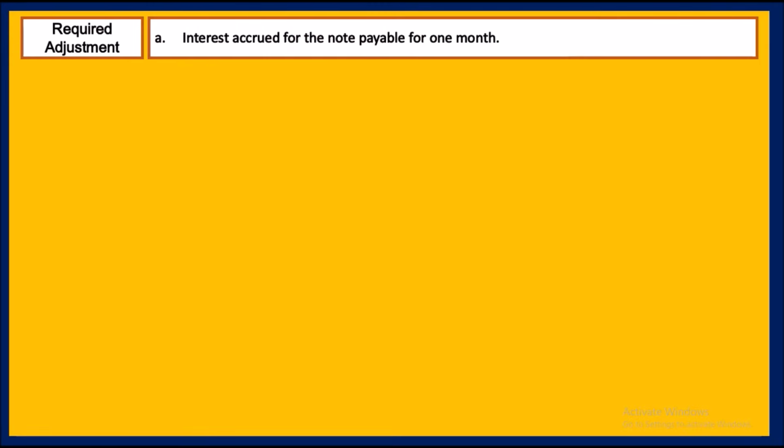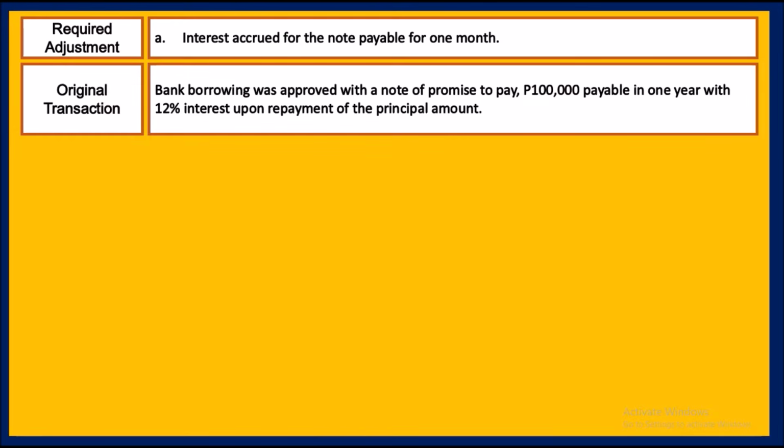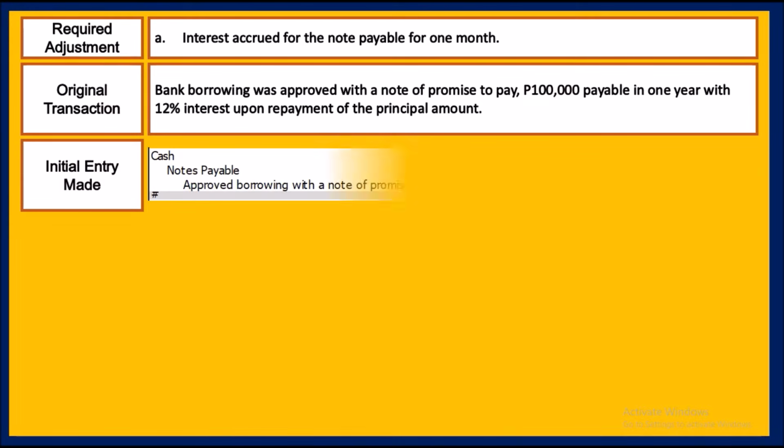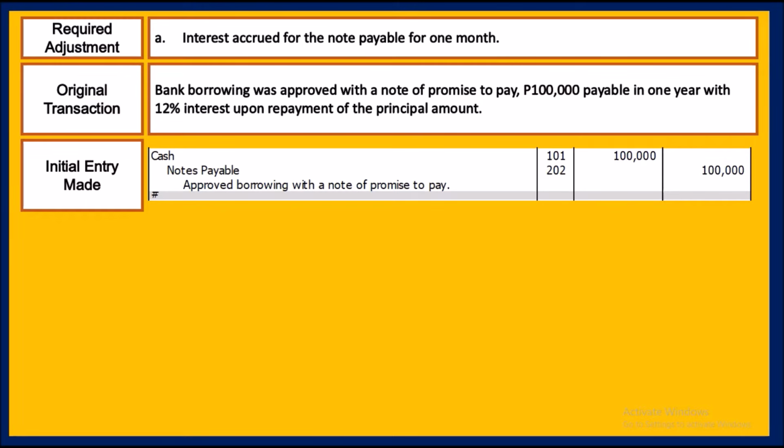The first required adjustment is the interest accrued for the note payable for 1 month. For us to understand what really happened, let's go back to the original transaction. The company made a bank borrowing amounting to 100,000, and if we pay after 1 year, there is a 12% interest when we pay the principal amount. When the bank granted the borrowing, the entry made was debit cash of 100,000, and credit notes payable, which represents a liability, also of 100,000.